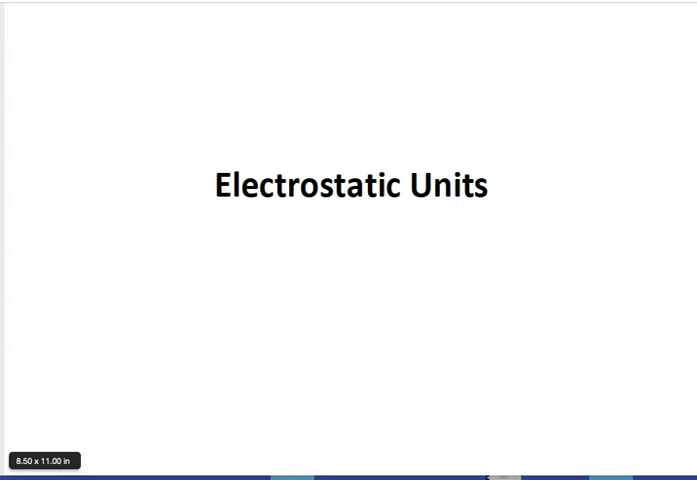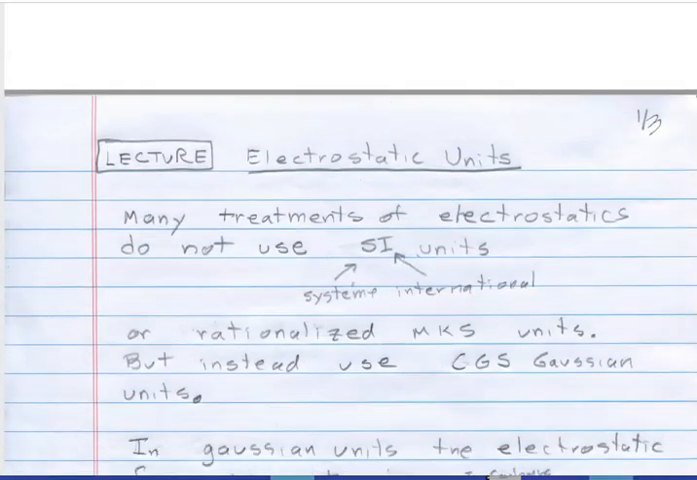In this segment, let's look at some alternative systems, particularly for Coulomb's law, and that entails looking a little bit at the electrostatics units in electricity and really magnetism as well. Many treatments of electrostatics do not use SI units. SI is System International, or it's sometimes called rationalized MKS units.